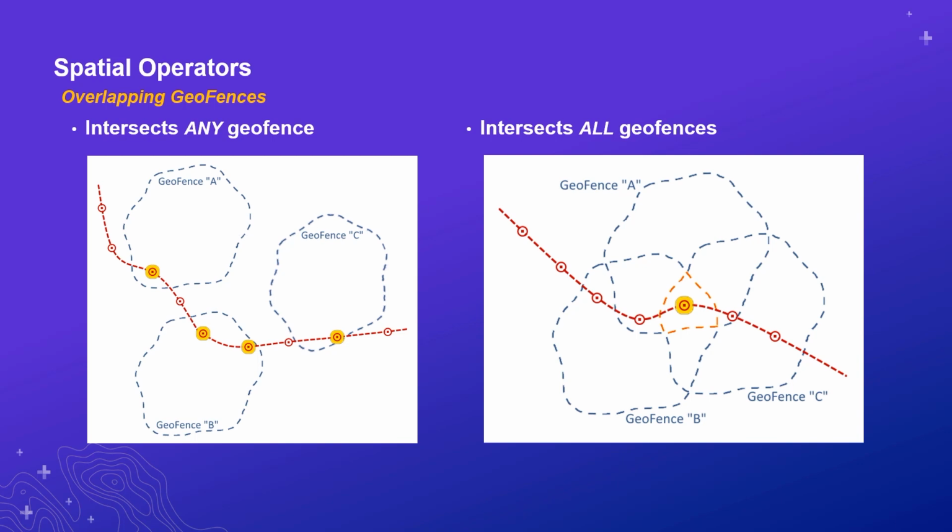For example, imagine you have a vehicle or other asset that periodically reports its position. You could configure an expression that evaluates true when a track point intersects any geofence, as long as the geofences do not overlap. But if you wanted to determine if a track point intersects all geofences, the geofences would have to overlap so that the single point could intersect all of the established geofences at the same time.